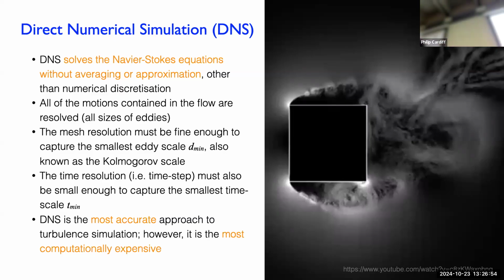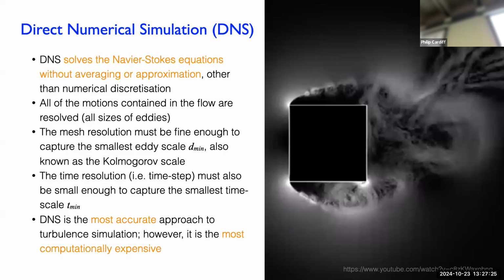So DNS, or direct numerical simulation, means that you resolve, spatially and in time, the finest eddies. Make your mesh finer than the smallest possible eddy, and then you will capture all of this information. All the motions contained in the flow are resolved. By resolved, I mean we make a mesh finer than this d-min, and a time step finer than this t-min, to capture all the information. So that's DNS.